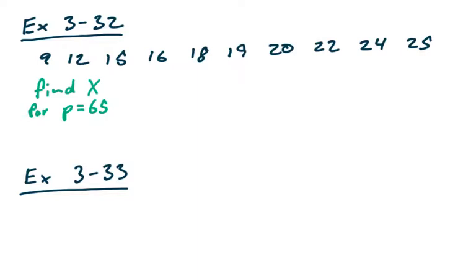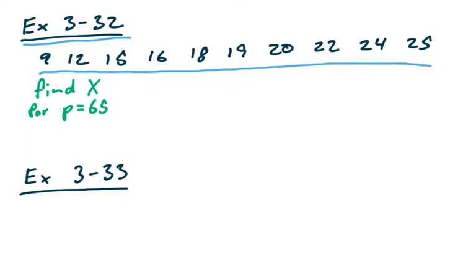The instructions for example 3-32, as you can probably imagine, say using the data in example 3-30. Here you can see I've recopied that data. Find the value corresponding to the 65th percentile. That's why I've got find x for P equals 65. I could say find x corresponding to the 65th percentile and write it out in words like that, but I tried to break it down into more concise language, and if you understand the formulas, that's pretty much as compact as you can get.